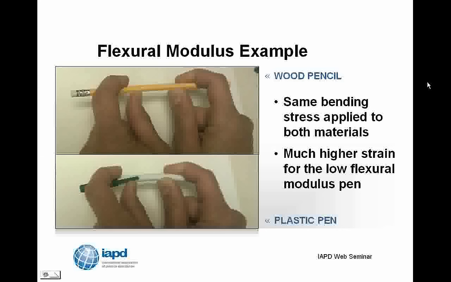Then pick up the pen and put a stress on the pen and bend that with your fingers. If you apply the same stress to the pencil and the cheap hotel room pen, you'll see that the pen bends a lot more than the pencil. In engineering terms, I applied the same stress to the pencil, but I had a much higher strain rate to the pen because the pen had lower stiffness or lower flexural modulus. The pencil is made out of wood, which is a much stiffer material, or a higher flexural modulus material.